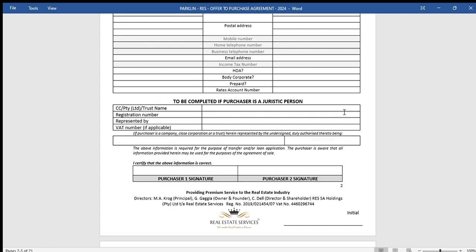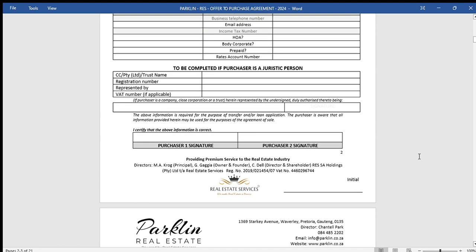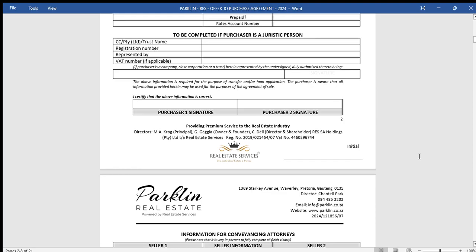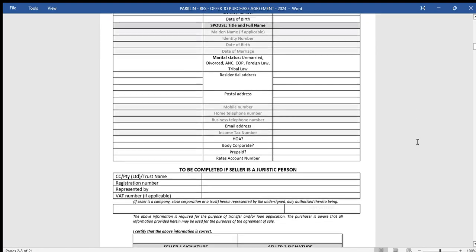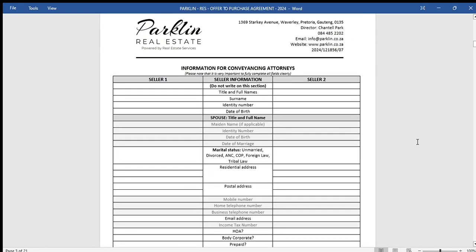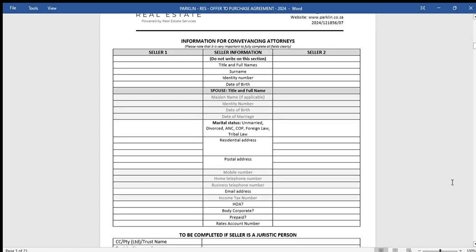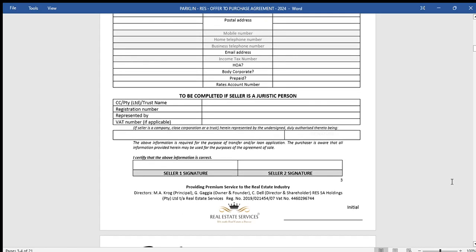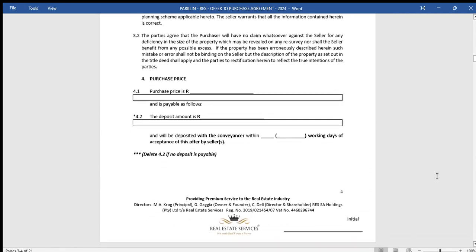Then if you go a bit lower down, purchaser signature 1 and 2, they must sign in full in that specific block where it's indicated purchaser number 1 and purchaser number 2. Again, initial at the bottom of the page. Then if we go further down to page 3, seller, it's exactly the same. All the information must be provided of seller 1 and 2 on page 3, and then again sign in full in the blocks provided. Then we go down to page 4.